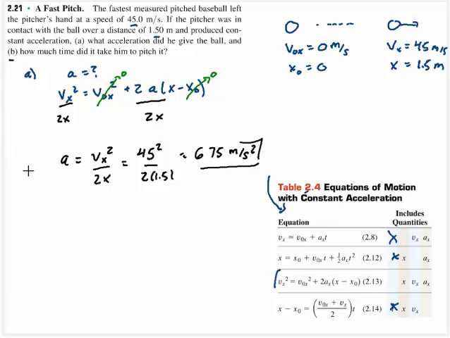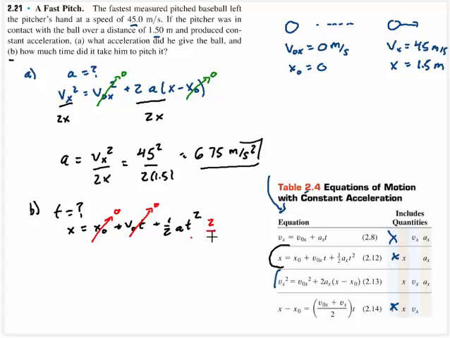Now for part B, I'm looking for how long it took him to pitch it. So I'll go ahead and say, time is equal to, which one? Take a look at these equations, and this one right here is going to apply. I've kind of populated it here. I do my zeros again. So initial position is equal to 0, initial velocity is equal to 0, and anything multiplied by 0 is equal to 0. Now I'm solving for time, so I'm going to multiply both sides by 2 and divide both sides by acceleration. So put the 2 divided by a, and that's going to cancel out, that's going to cancel out.